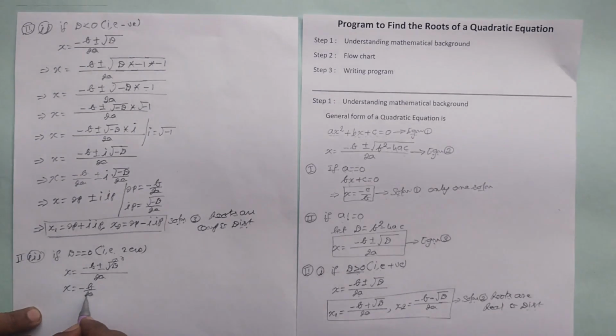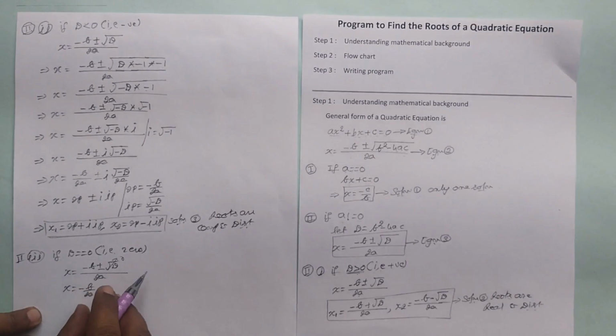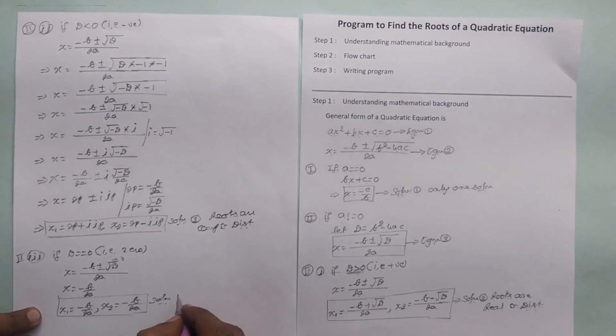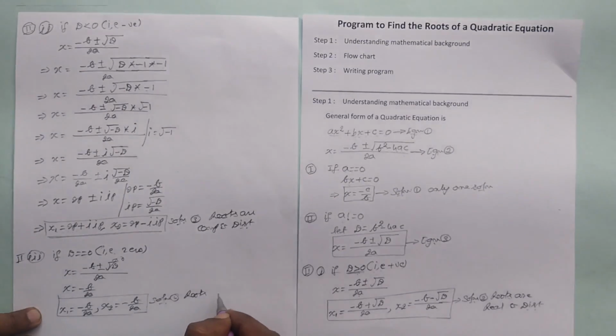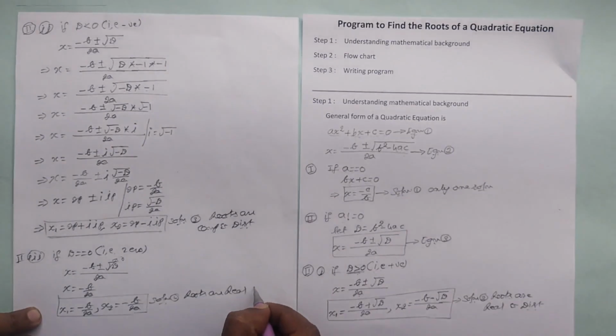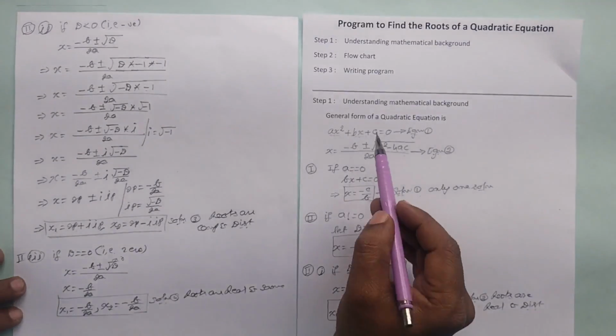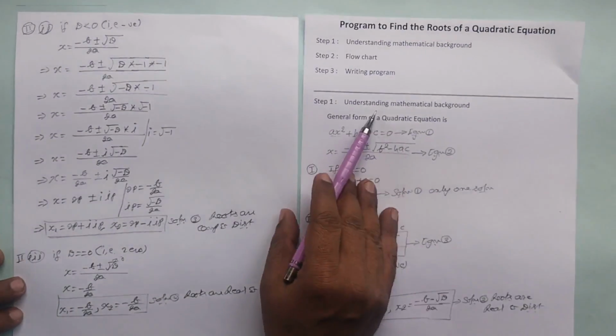Right now we got only one solution. This is a quadratic equation, so we have to write it down two times. x1 is equal to minus b by 2a, x2 is equal to minus b by 2a. These are solution number 4. These roots are called what? Roots are real and same. Same means both are equal. It finishes off the mathematical background behind this quadratic equation.